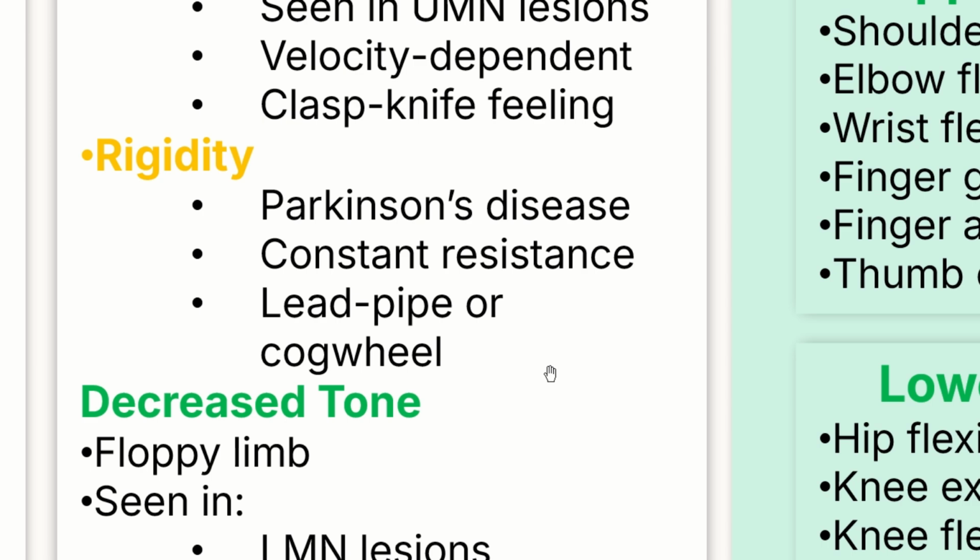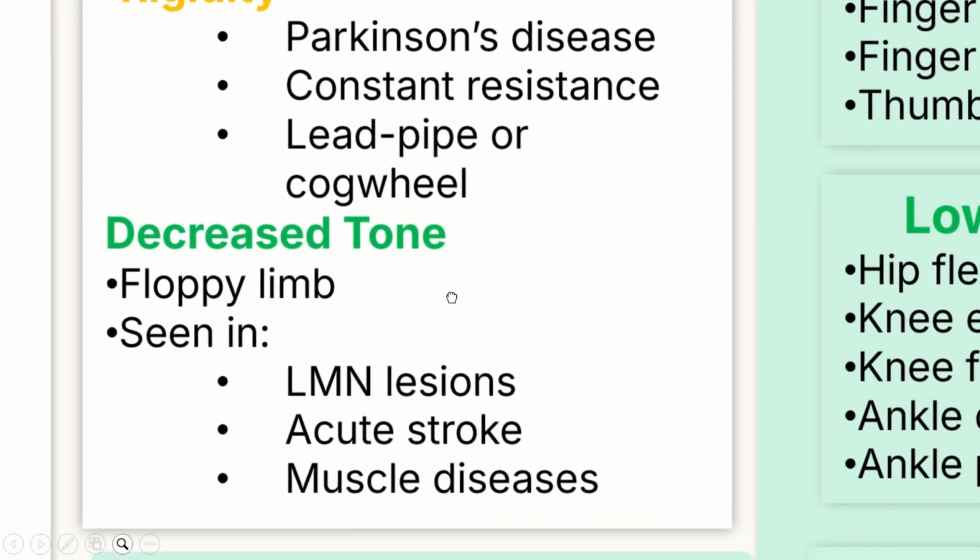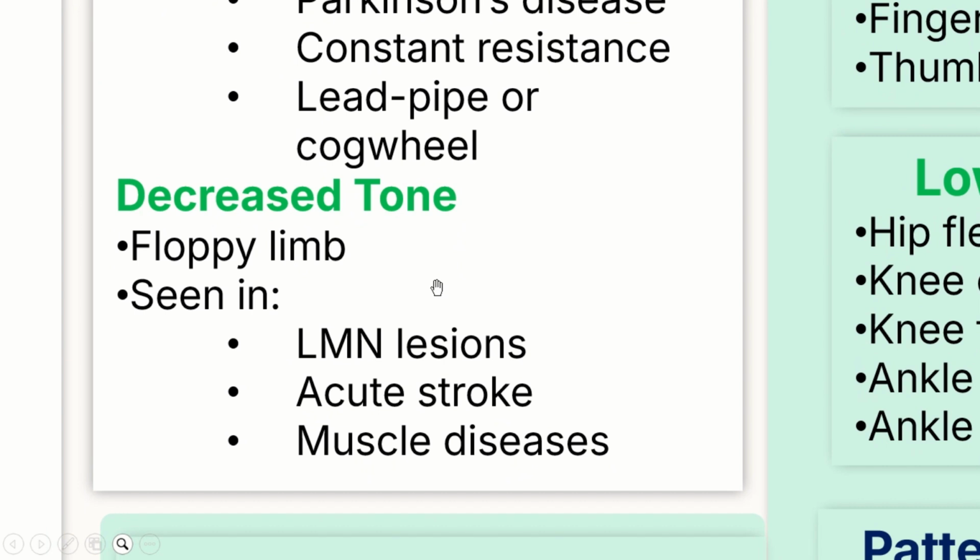Then we have decreased tone, and decreased tone is mostly going to be seen in lower motor neuron lesions. Sometimes when you have spinal cord injury, early in the onset of spinal cord injury, you're going to have a decreased tone, and it is going to resemble that in lower motor neuron lesions. But actually, it will eventually evolve. So when we have a decreased tone, like a floppy limb, we're going to see this in lower motor neuron lesions as well as acute stroke. Remember, stroke is going to occur in the central nervous system, but it's going to resemble that of lower motor neuron lesions, like in polio or things like that. Then we have muscle diseases. They're also going to cause a decreased tone, like when you look at Duchenne's muscular dystrophy and things like that.